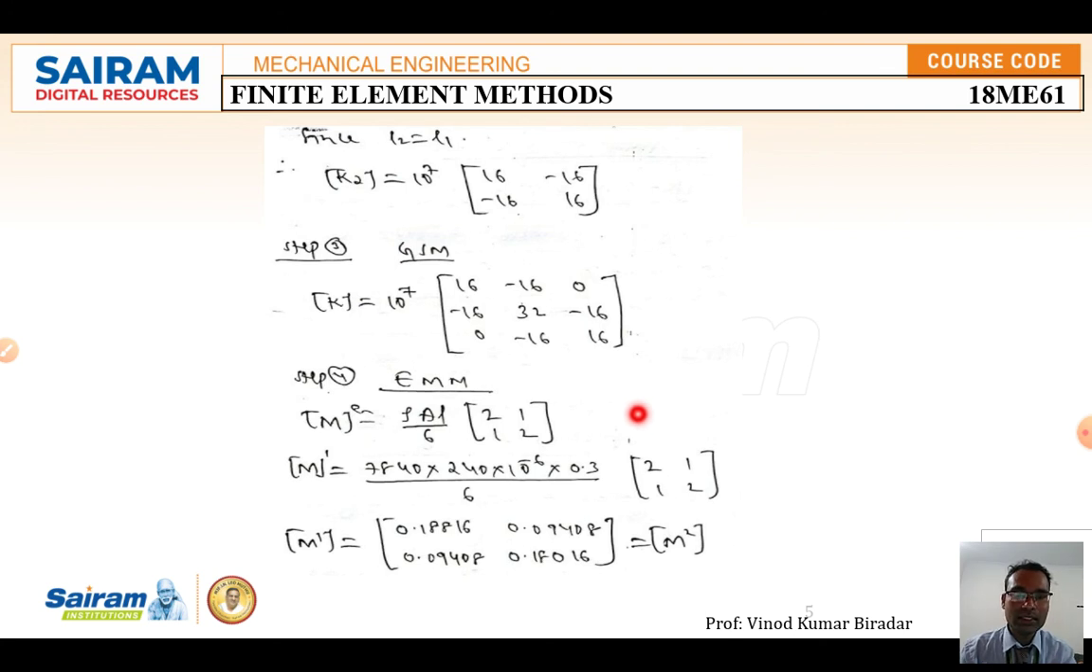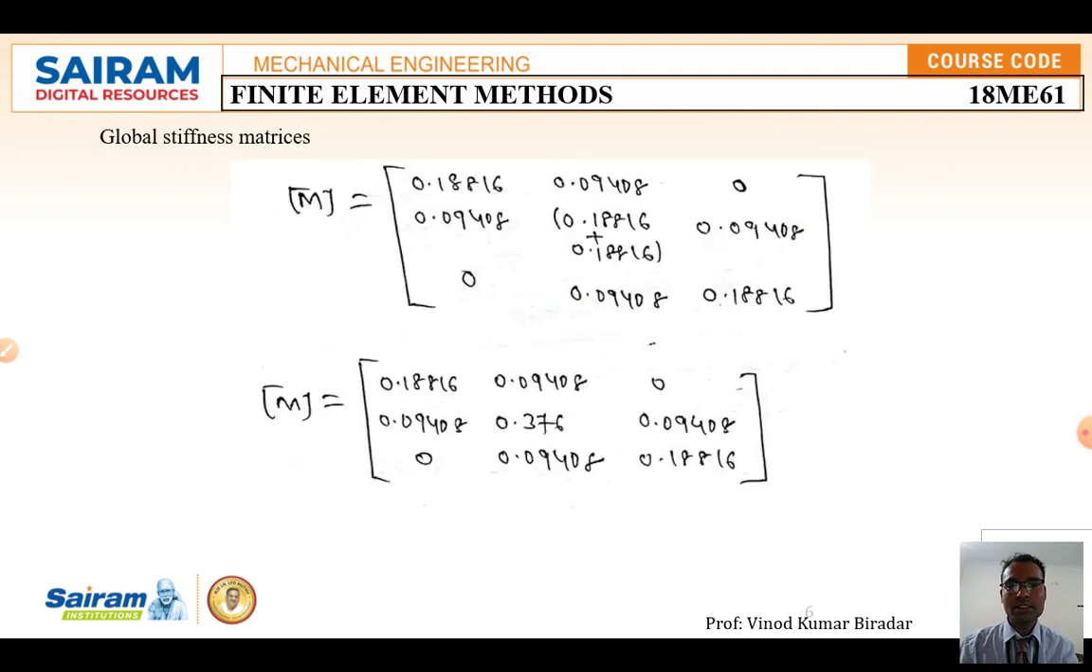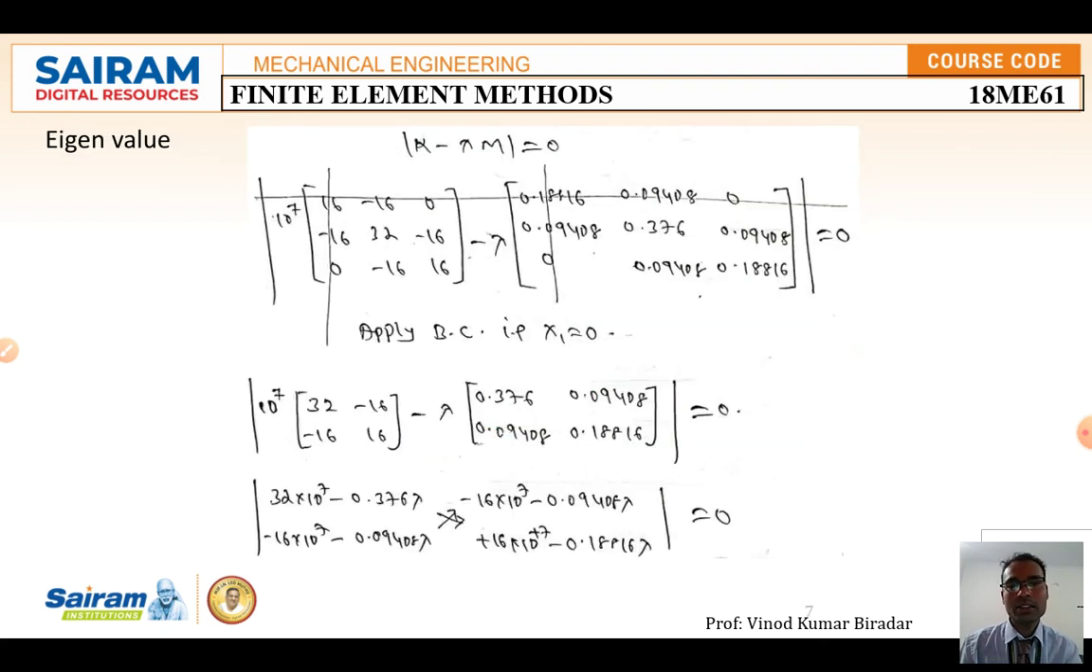The second condition is that you have to calculate the elemental mass matrix for both elements. To calculate the elemental mass matrices, we have this formula, with mass density rho and length l. Calculate it for both elements, then calculate the global mass matrix. Once you have calculated the global stiffness matrix and the global mass matrix, substitute these values.